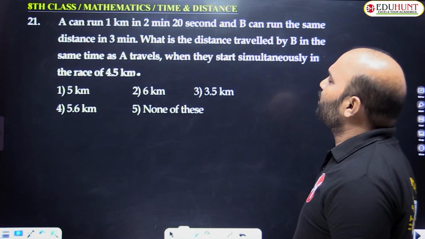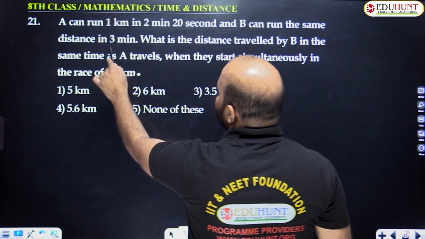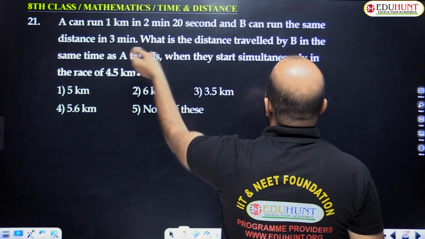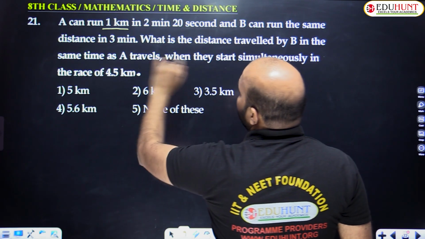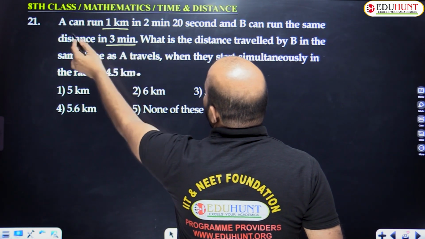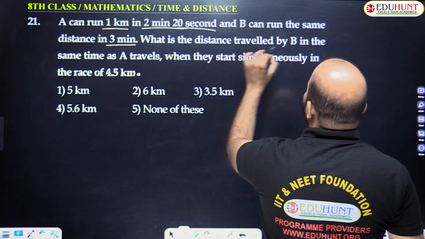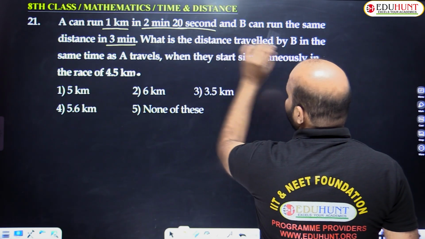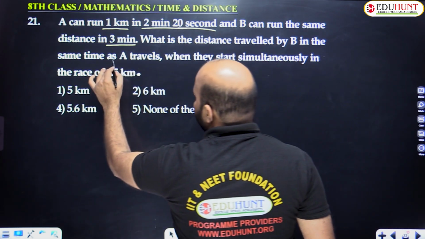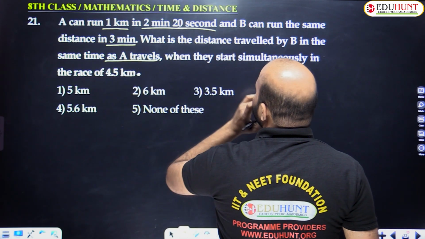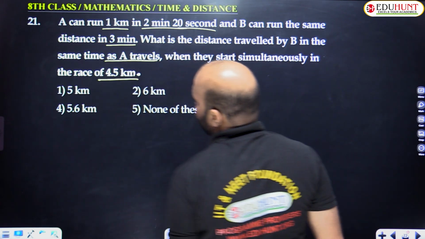A can run 1 kilometer in 2 minutes 20 seconds, and B can run the same distance in 3 minutes. The same 1 kilometer distance is covered by B in 3 minutes, and A covers it in 2 minutes 20 seconds. What is the distance travelled by B in the same time as A travels, when they start simultaneously in a 4.5 kilometer race?